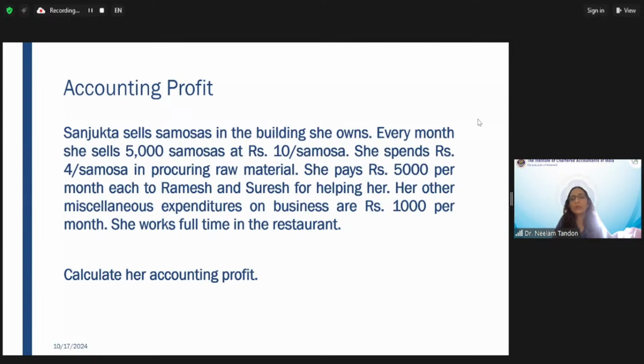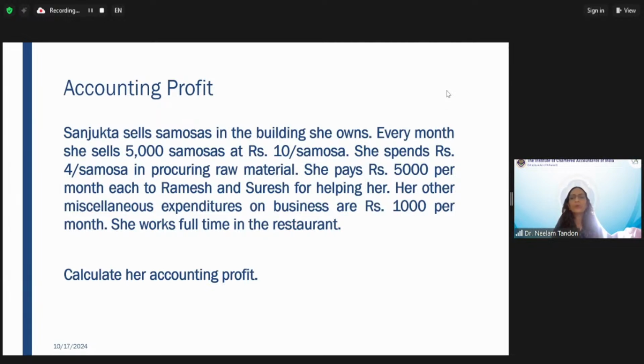And she spends rupees 4. And what is her cost? Cost incurred is 4 rupees. 4 5s are 20,000. So her cost is 20,000. Her revenue is 50,000. आप कहेंगे 30,000 का उसको profit हो गया. Yes, so 30,000. Apart from that, she's incurring other expenses also.